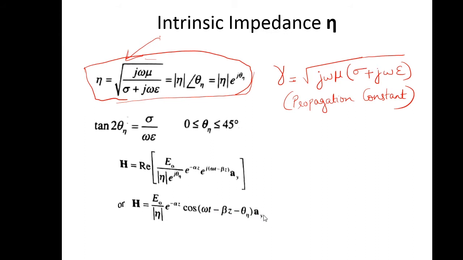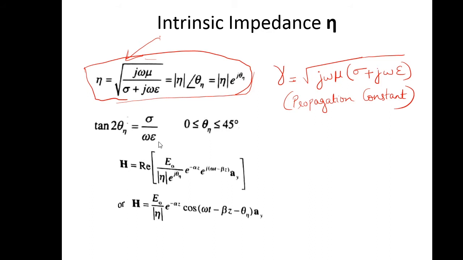This is all under the assumption that the electric field is in x direction, the magnetic field is in y direction, and the direction of propagation is in z direction. That assumption only, we write all the general equations. So here what you can understand is electric field is leading magnetic field, or magnetic field is lagging electric field by an angle theta eta. So E and H are out of phase by an angle of theta eta.